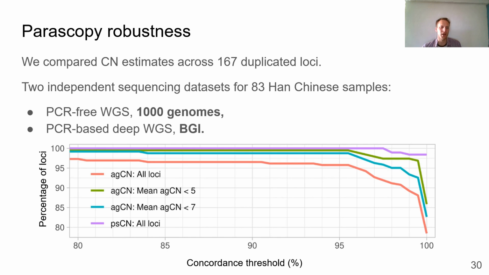Finally, if you look at paralog-specific copy number, shown in purple, it's almost 100%. But here we can say that we don't always detect paralog-specific copy number. For example, if there are no reliable PSVs, we skip this region. So whenever we assign paralog-specific copy number, it would be the same across two independent datasets.